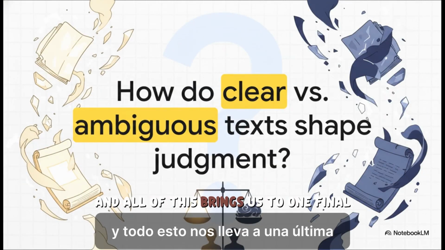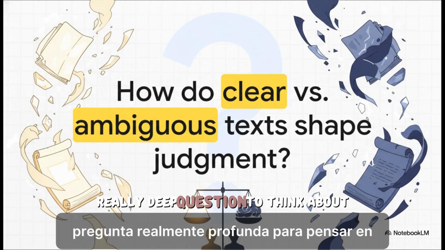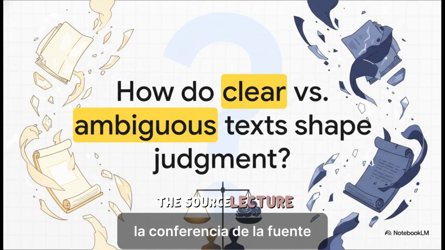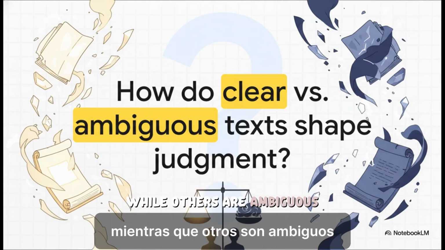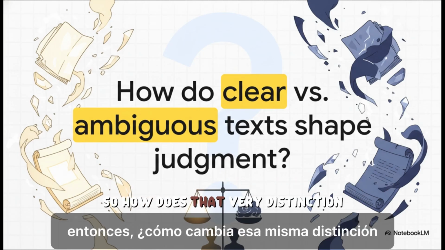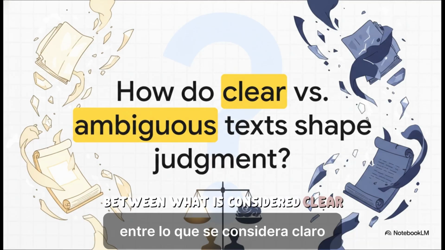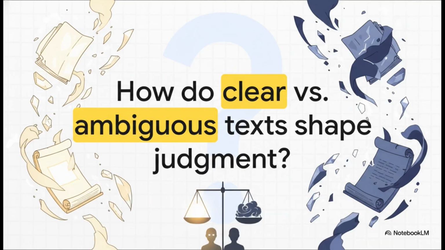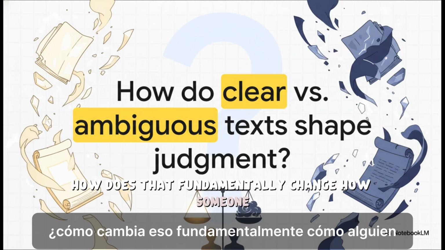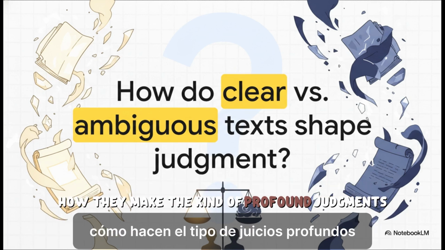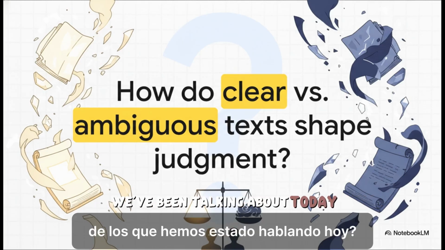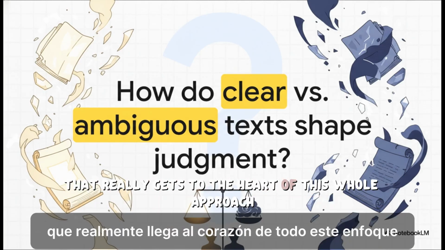And all of this brings us to one final, really deep question to think about. The source lecture emphasizes that some religious texts are crystal clear, while others are ambiguous. So how does that very distinction between what is considered clear and what is considered ambiguous fundamentally change how someone interprets Scripture, and ultimately how they make the kind of profound judgments we've been talking about today? It's a question that really gets to the heart of this whole approach.